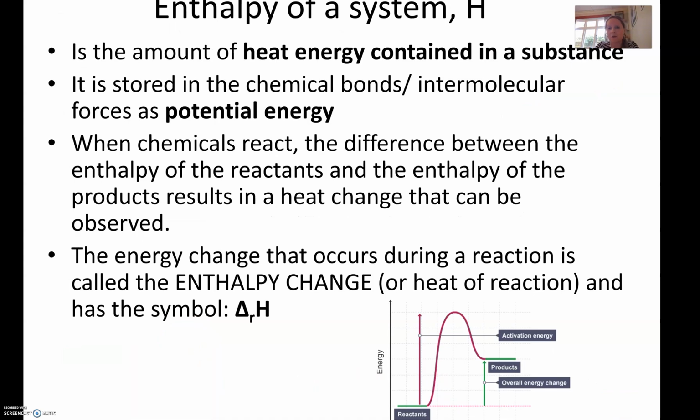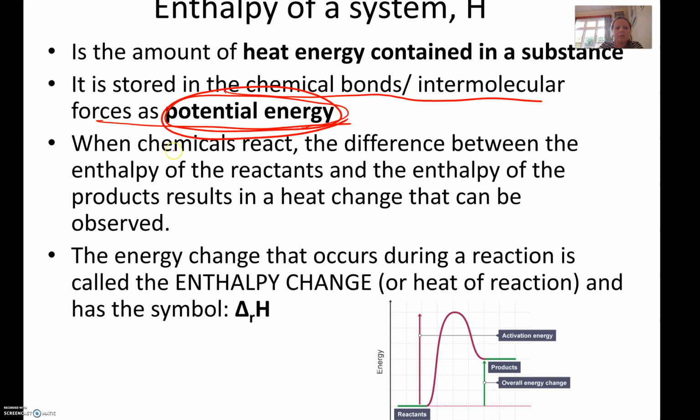So what is the enthalpy of a system? H. That's a big part of today's lesson. Every substance has a certain amount of energy contained in it, and that energy is stored in the chemical bonds or in the intermolecular forces. How that energy is stored is actually as potential energy. You can think of it like we eat food because food has potential energy stored in it. Well, any substance has potential energy stored in it too.